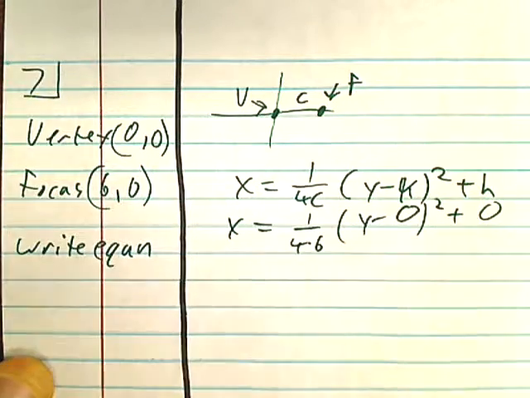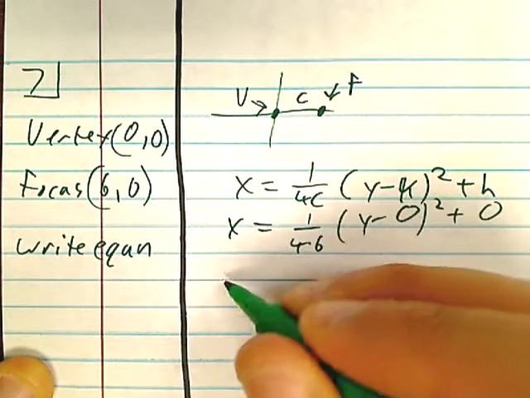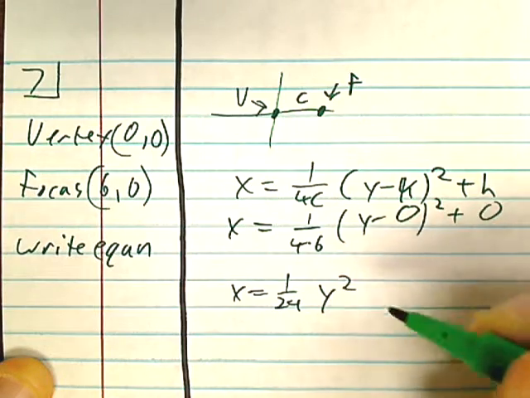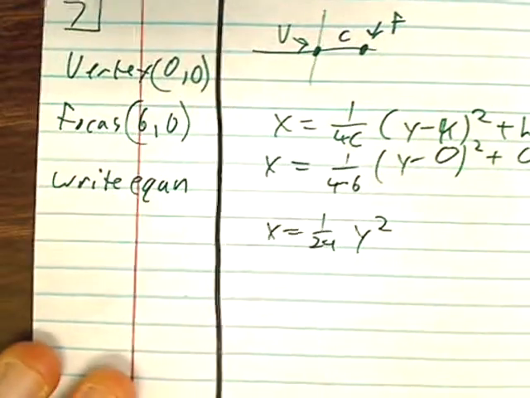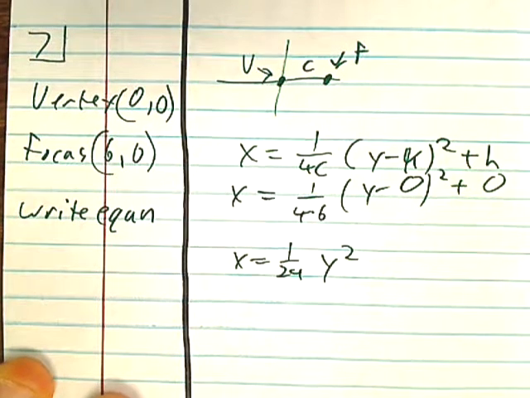Beautiful. Okay, let's simplify this a little bit. 4 times 6 is 24. The minus and plus zeros go away. So your equation is x equals 1 over 24 times y squared. And this is the graph of the parabola. Beautiful. I love it.